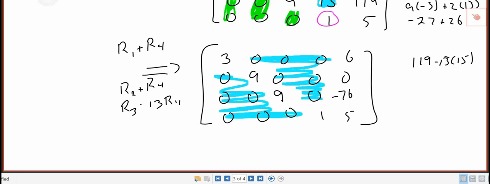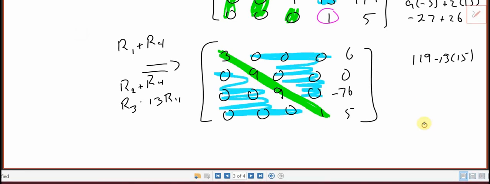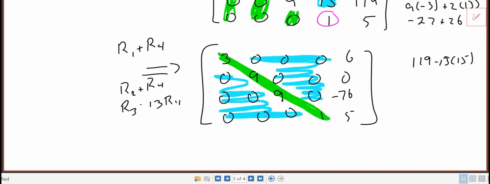Okay. And I'm considering looking at this diagonal here. I want zeros above and below it. Now I want to get ones in all those spots. Okay. And of course, I did not leave myself a whole lot of room. So next page, I guess.